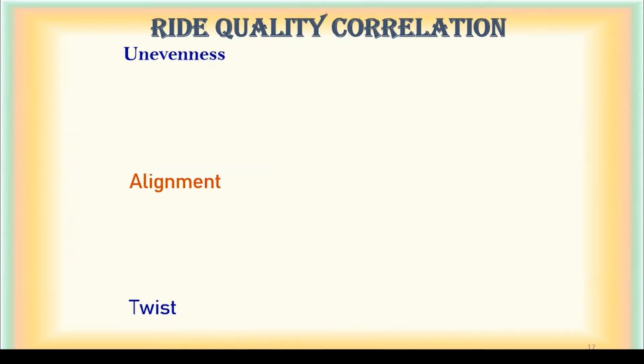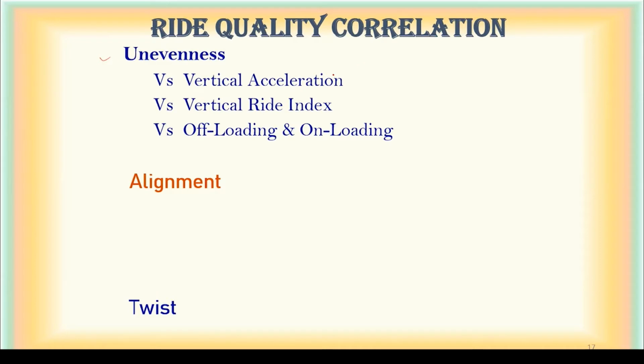So now we will see what defect is related to what. Unevenness will give vertical acceleration. Accordingly, the vertical ride index value will increase, and it will also have a safety effect because it will lead to offloading and unloading of the vehicle. Offloading of vehicle means offloading of wheels, we can say, not vehicle. Offloading means, can anybody explain what is offloading?